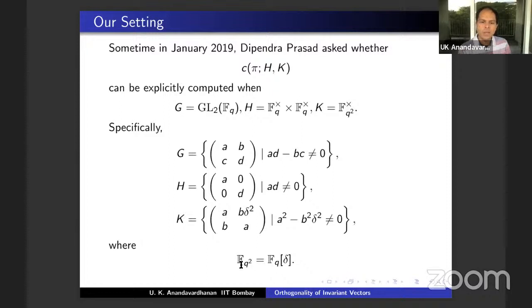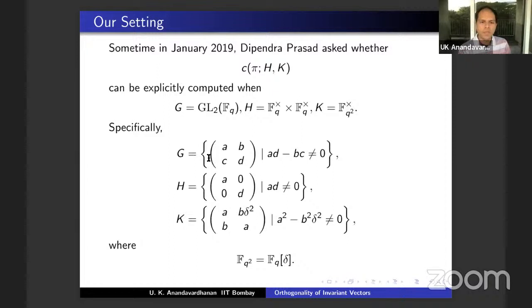And then anything in F_{q^2} you can write as a plus b delta. Delta will be a trace zero element, where trace is from F_{q^2} to F_q. And using that, you can embed K in G as a, b delta squared, b, a, where the determinant is again non-zero. So these two are well known to be Galois subgroups of this G.